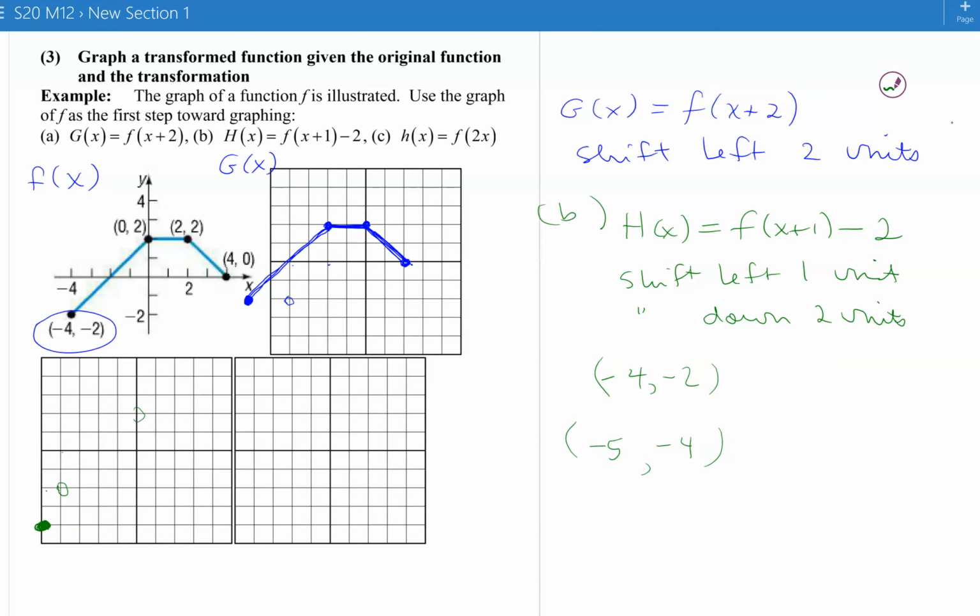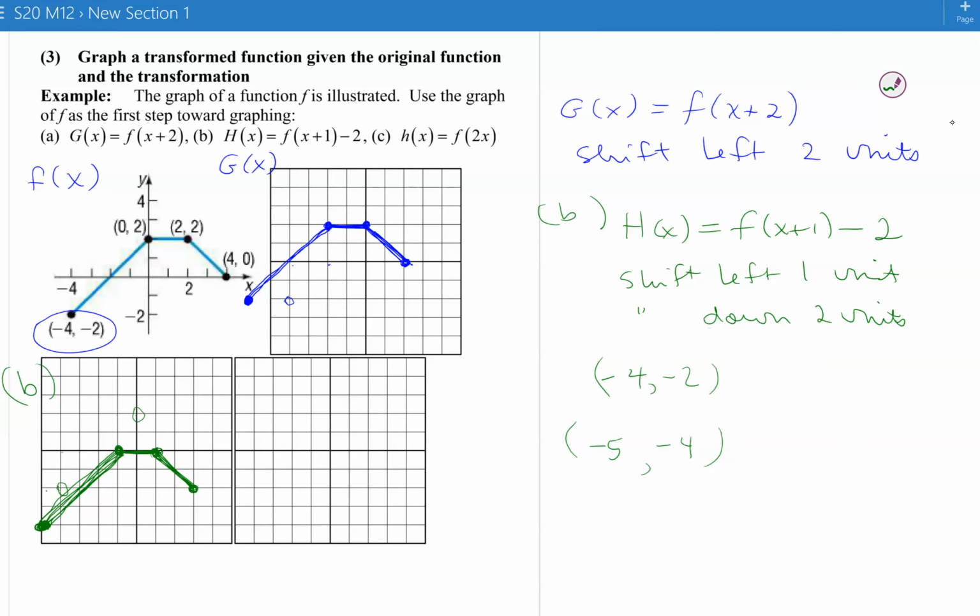Okay, so now the point 0, 2 is going to go left 1 and down 2. And these are still connected by a straight line because the transformation is rigid. The shape has not changed. Then the point 2, 2 shifts left 1 unit and down 2 units. And the point 4, 0 goes left 1 unit and down 2 units. So you can see that the shape has not changed. It was a rigid transformation, as if it was made out of really stiff wire, and all you did was move it on the grid.